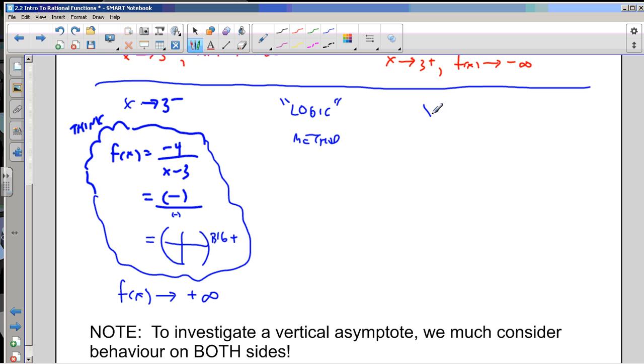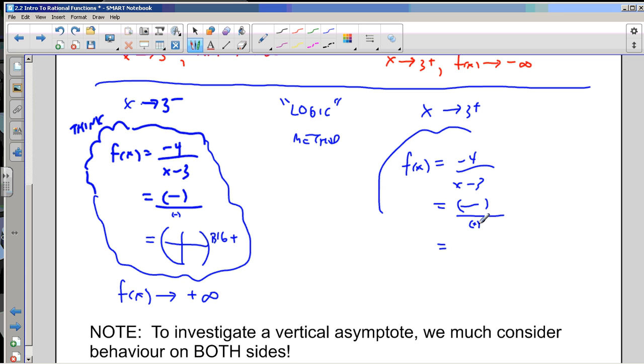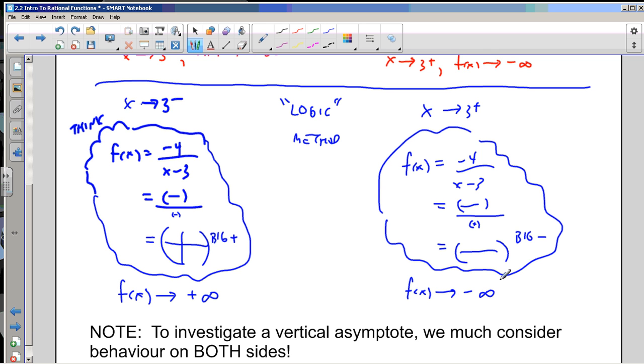And similarly on the right, I'm thinking of this function. Still, on the top I have a negative, negative 4. But then this number is a little bit bigger than 3. So what do I have? A number that's a little bit bigger than 3, subtract 3. That means that's a teeny positive. Teeny weeny positive. And I have a negative divided by a positive, and divided by a teeny weeny number is going to be a big negative. So then I can logically think f(x) goes to negative infinity.